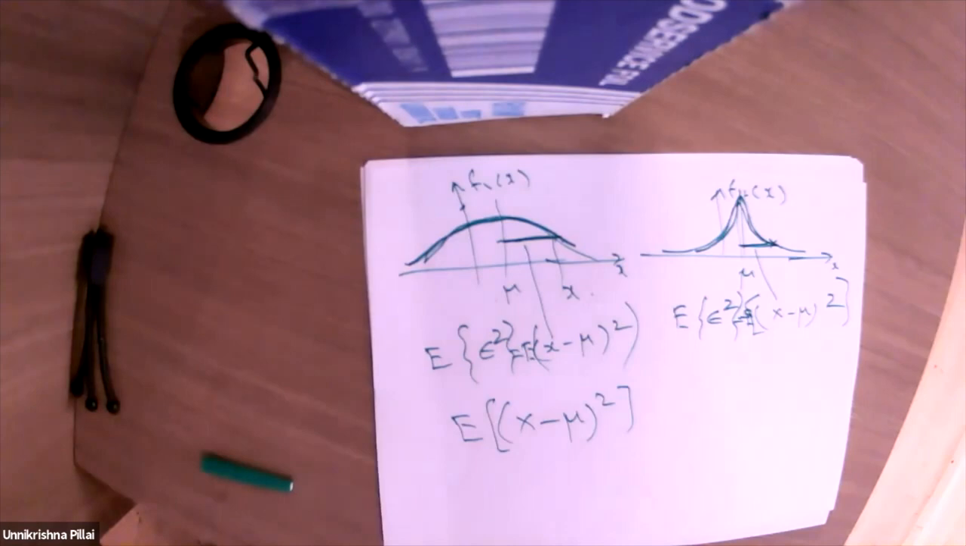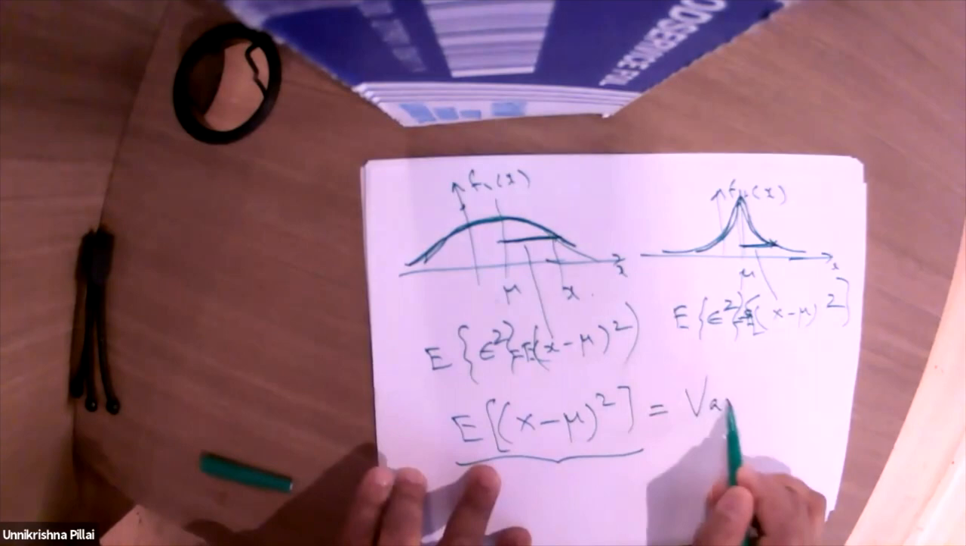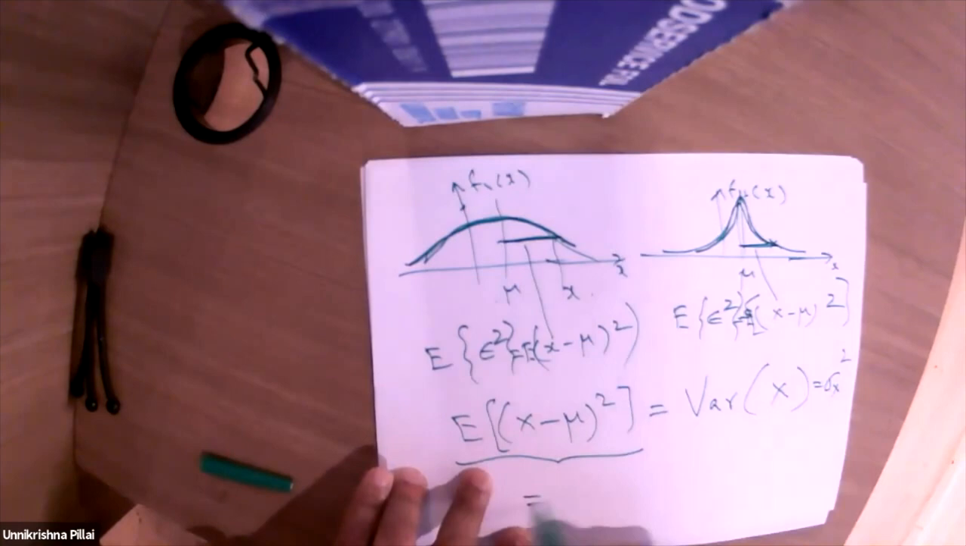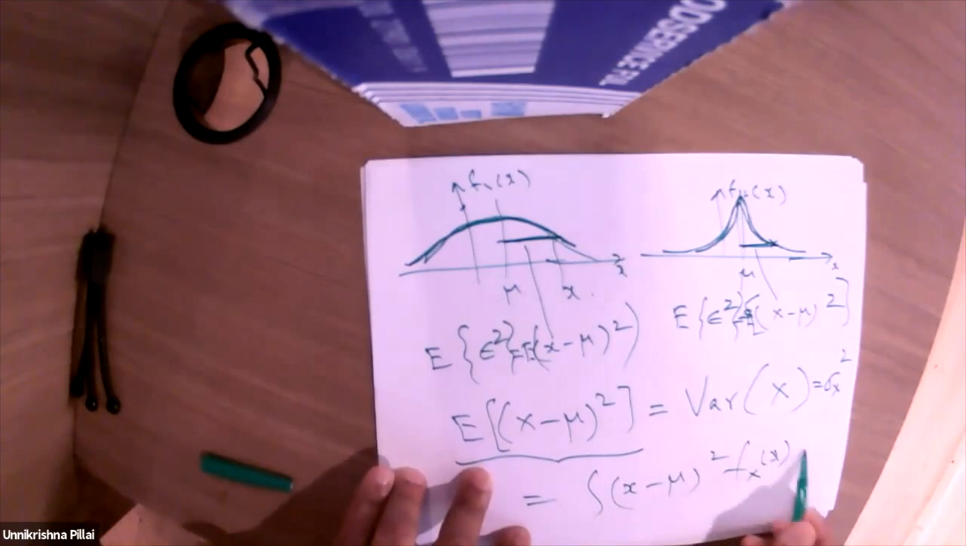This is what we are going to call the variance of the random variable. Usually the notation is sigma x squared. Square is clear because if you expand it, it's going to be (x minus mu) the whole squared f_x(x) dx. I went through this quickly last time. So this is positive, density function is positive. So variance of any random variable is always positive.